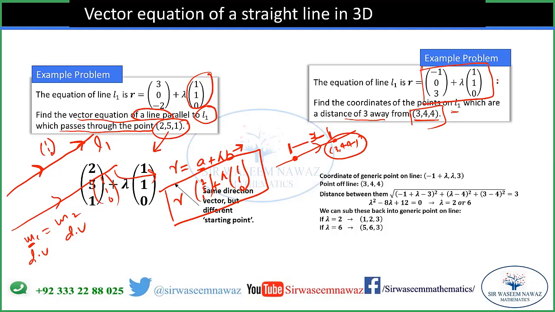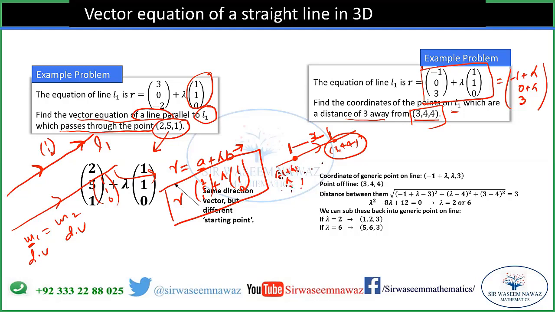If I write this equation in this form, minus 1 plus lambda, 1 times lambda, 0 plus lambda, and 3 plus lambda times 0 will be 3. So I have generated a generic point. A generic point means an arbitrary point, a general point. And what is this point? Minus 1 plus lambda, and 3.